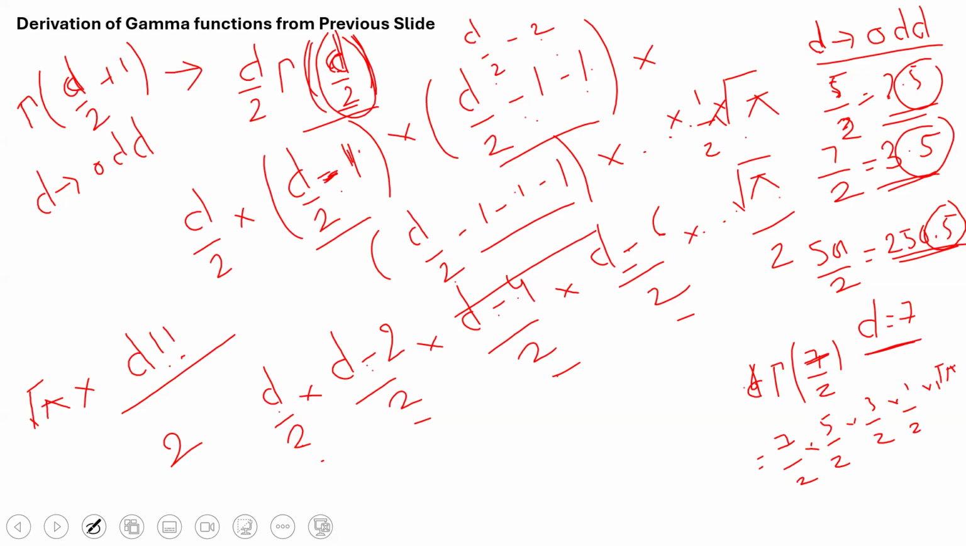So for 7, how many 2s am I getting? 2 to the power of 4 I'm getting, right? So for 7 I'm getting 4. So can I write 4 as D plus 1 by 2? So D is 7, 7 plus 1 by 2, which is 8 by 2, which is 4, right? So does that make sense? So the 2s are coming to be 2 to the power of D plus 1 by 2, right? Is that right?